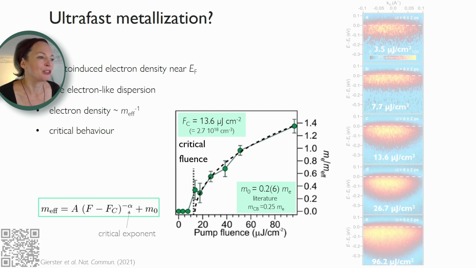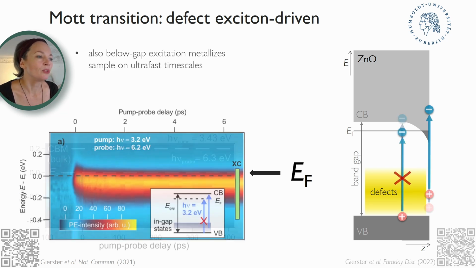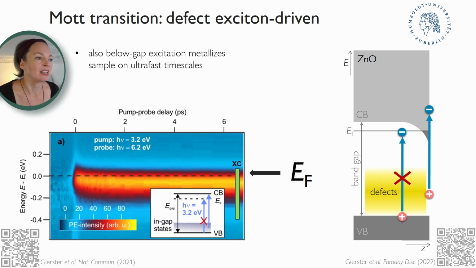So far, I've been showing you data acquired by using photon energies resonant with the zinc oxide band gap. In order to figure out whether it's actually defects that are the origin of the localized feature in our spectra, we use a lower photon energy that cannot excite across the band gap of the material, but can only depopulate defects and create defect excitons in the system.